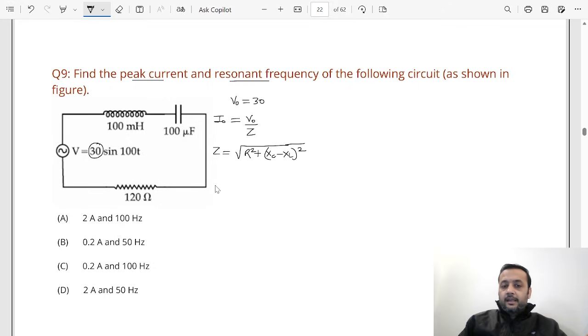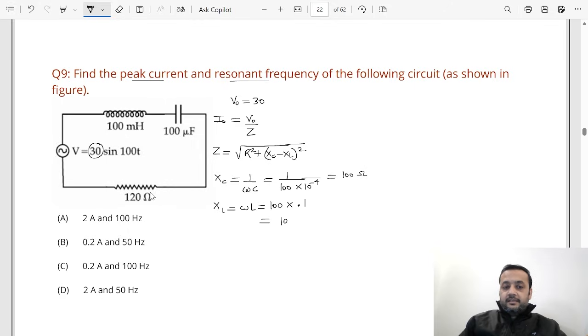Right? How will we find the value of XC? So XC is nothing but 1 upon omega C, which is capacitive reactance. Omega is nothing but 100 over here. Okay, so we have to put the value of omega as 100. Capacitance is 100 microfarad. So that means this will become 10 to the power minus 4, which will become 100 ohms. Similarly, what is the value of XL? XL we know is omega L. Omega is 100 and L is how much? L is basically 100 millihenry, so 0.1 henries. That means XL will become 10.